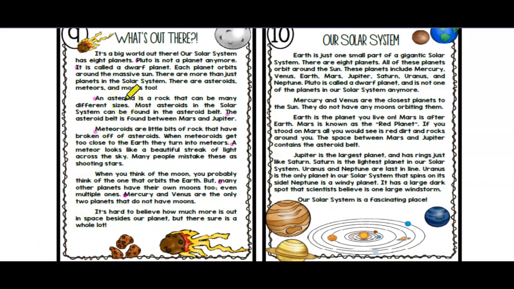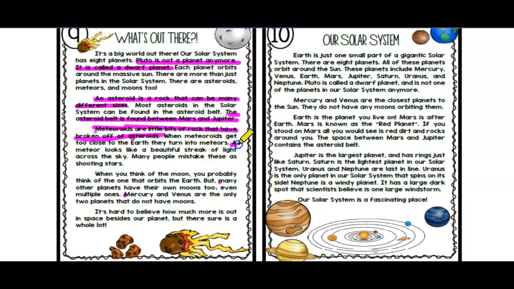Let's look at some of the key details that we read in the article, What's Out There? We've learned that Pluto is not a planet anymore, and it is called a dwarf planet. We learned that an asteroid is a rock that can be many different sizes. We also learned that the asteroid belt is found between Mars and Jupiter. We learned that meteoroids are little bits of rock that have broken off of an asteroid.